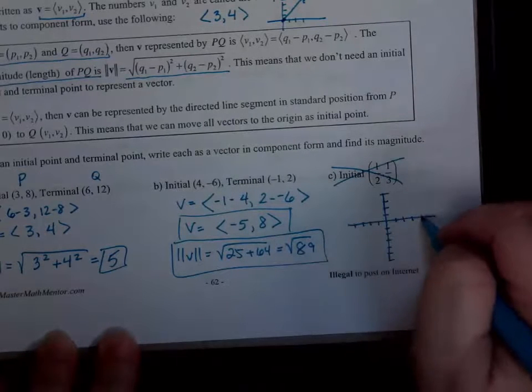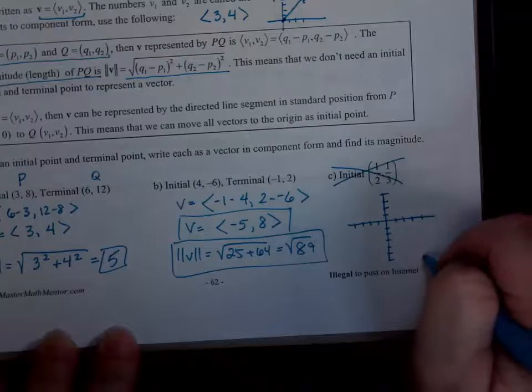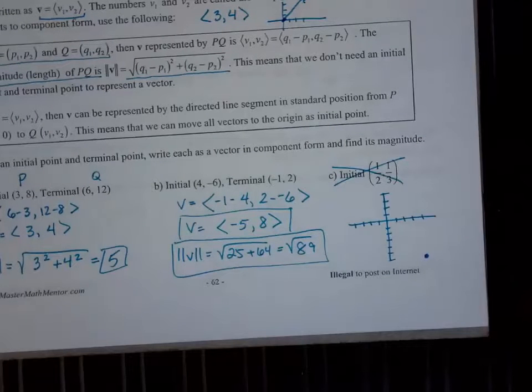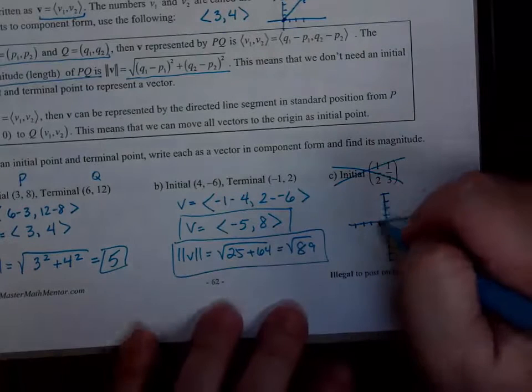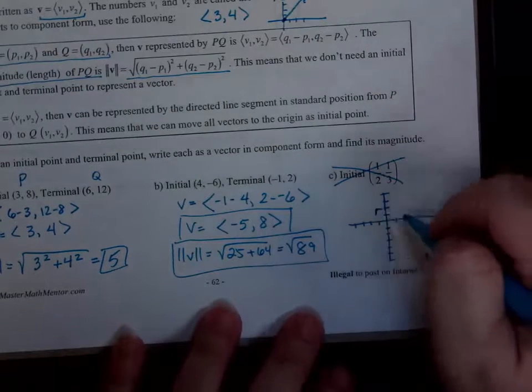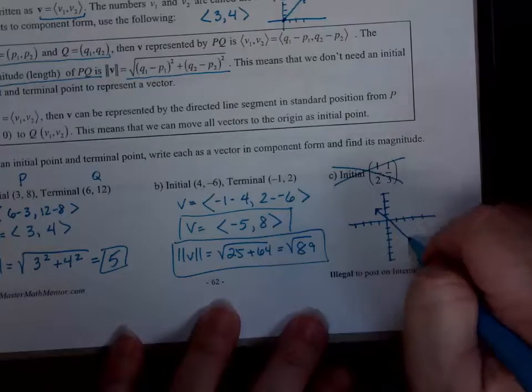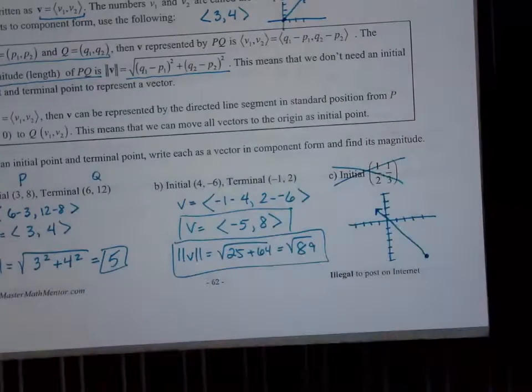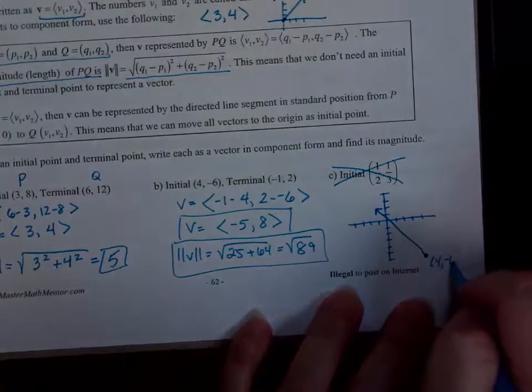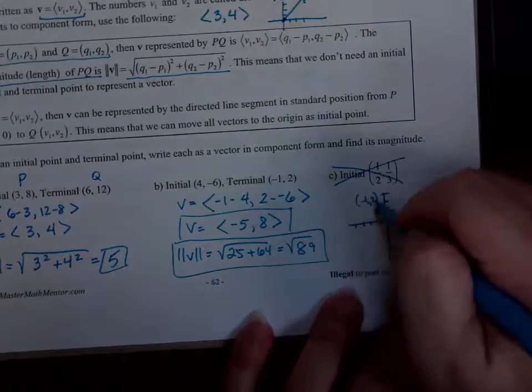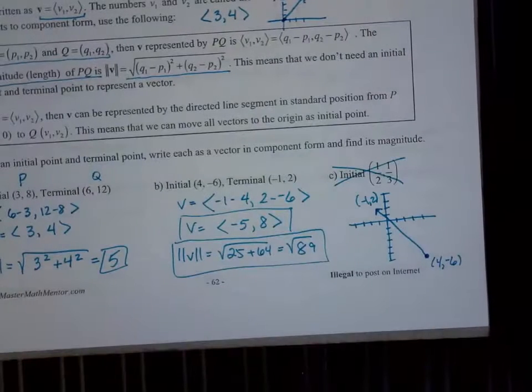Okay, so 4, -6 is my initial point right there. Okay, and -1, 2 is my terminal point. That's where the arrow is. So I have a vector right here. This is letter B. That's the vector I'm starting with. 4, -6, -1, 2. It's right there. Okay? Now, I want to shift it so that the initial point is on the origin.